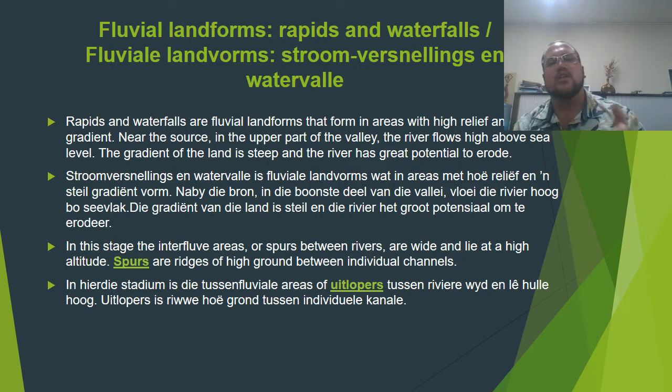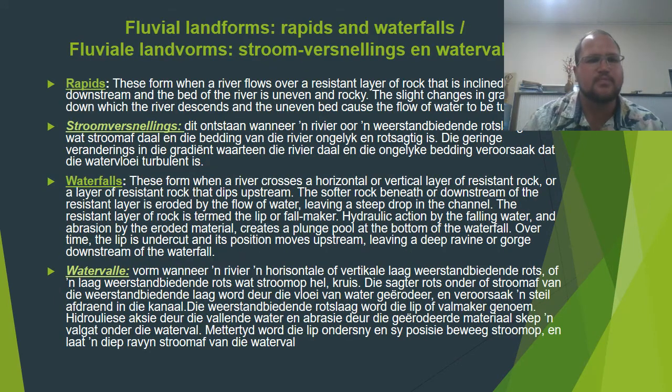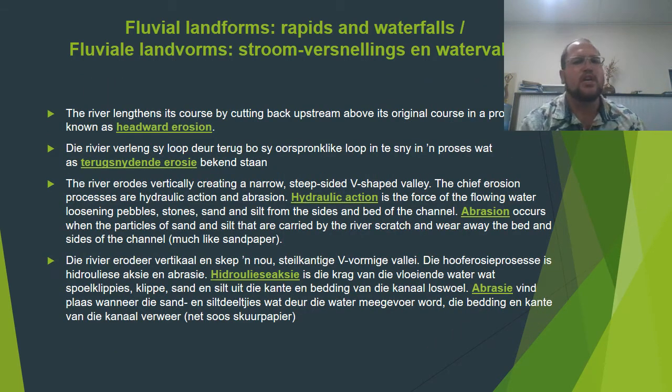This is slide 38 we are on now. Rapids, these form when a river flows over resistant layers of rock. Waterfalls, this is when a river crosses a horizontal or vertical layer of resistant rock. I'll get more into waterfalls when we get to the image. Headward erosion, or terugsnijdende erosie, is when the river lengthens its course by cutting back upstream above its original course in the process. So remember that when we get to the image of that.